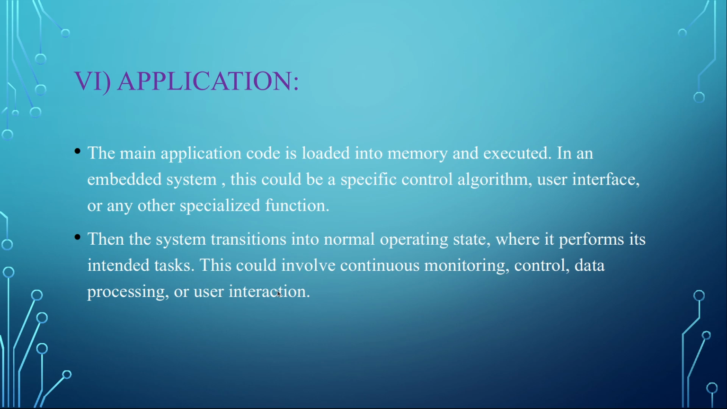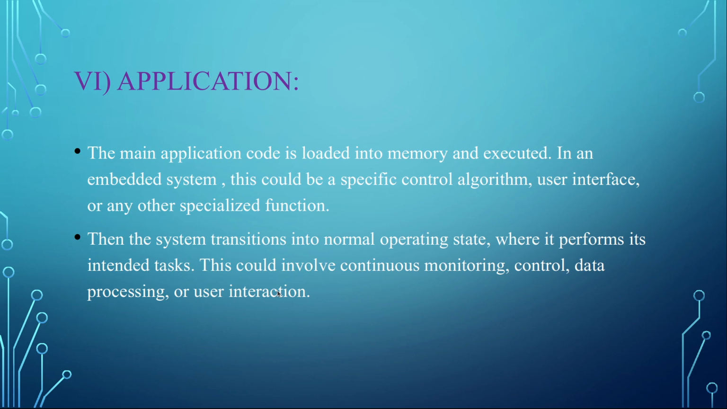You know that an embedded system is designed to execute only one application efficiently. General purpose systems have a number of applications to be executed, but in embedded systems we have only one application to be executed continuously and efficiently. So the kernel will load the main application code and start executing it. The main application code would be a specific control algorithm, a user interface, or any other specified function. Whatever it may be, only one application will be run by the embedded system continuously.